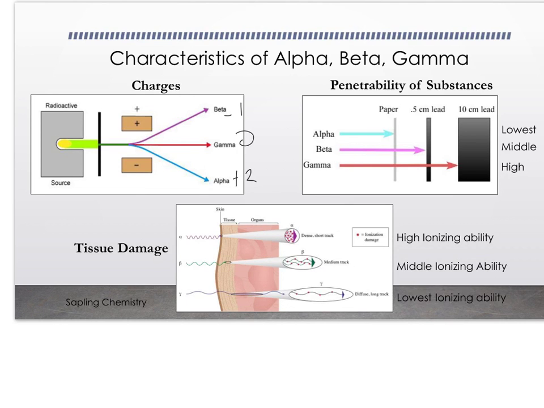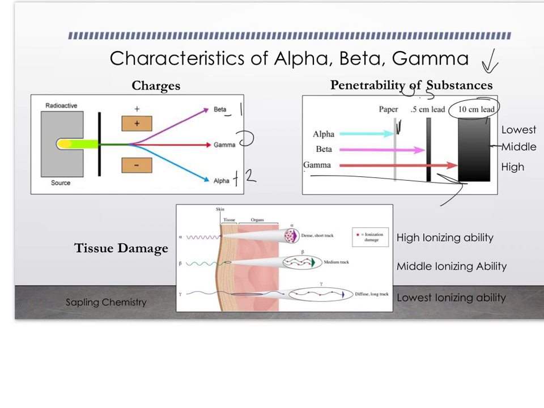You also need to be familiar with the penetration ability of the three different particles and how they can be stopped. If you're ever in an alpha, beta, or gamma fight with some radioactive sources, all you would have to do to stop an alpha particle is hold up a piece of paper. Beta has the middle penetration ability because it needs to be stopped by a 0.5 centimeter lead block. And then gamma has the highest penetration ability because you have to use a 10 centimeter thick lead block to stop that radiation source.